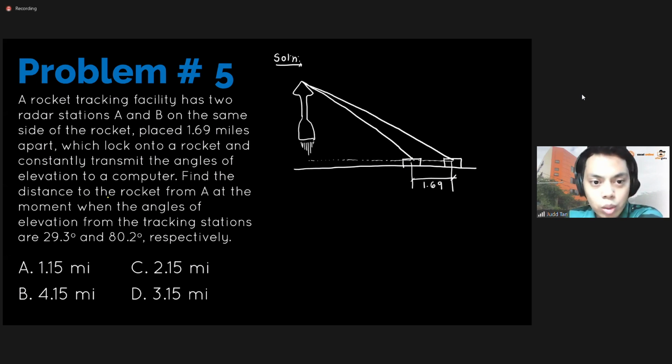Find the distance to the rocket from station A at the moment when the angles of elevation from the tracking station are 29.3 degrees and 80.2 degrees. Kanina guys yung 29 tsaka yung 80. May nakasulat kasi respectively, no? So malamang yung arrangement nito, A and tsaka B. Ito po yung kay A, ito po yung kay B. Question, sino po mas malapit sa rocket? Alin sa A tsaka B yung mas malapit sa rocket guys?